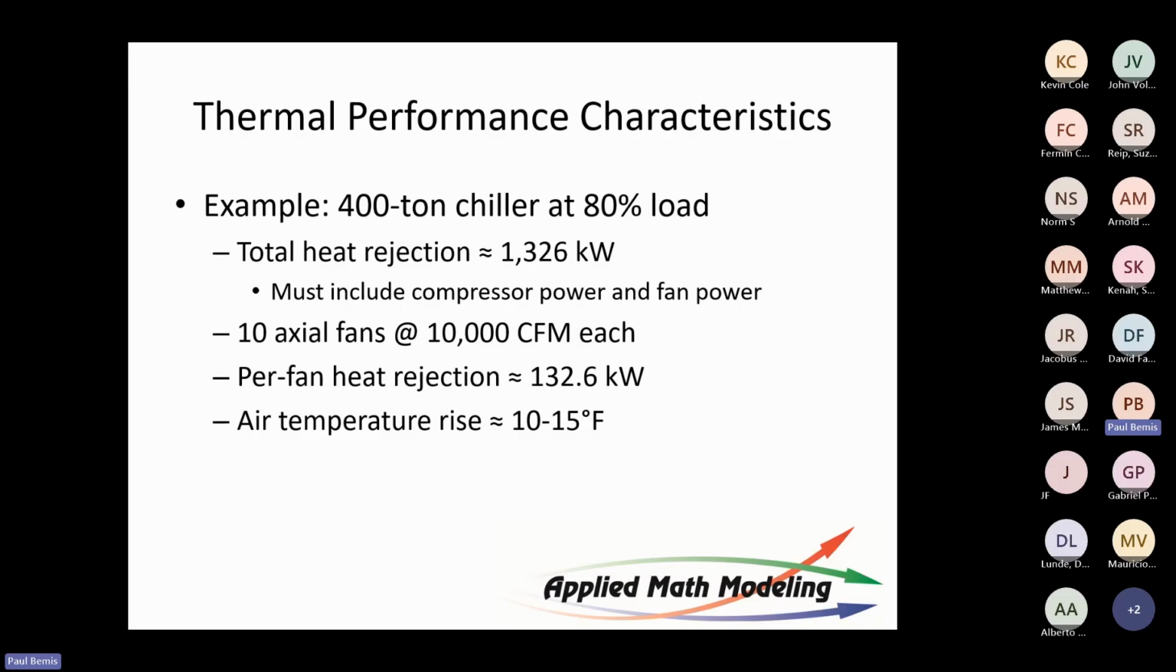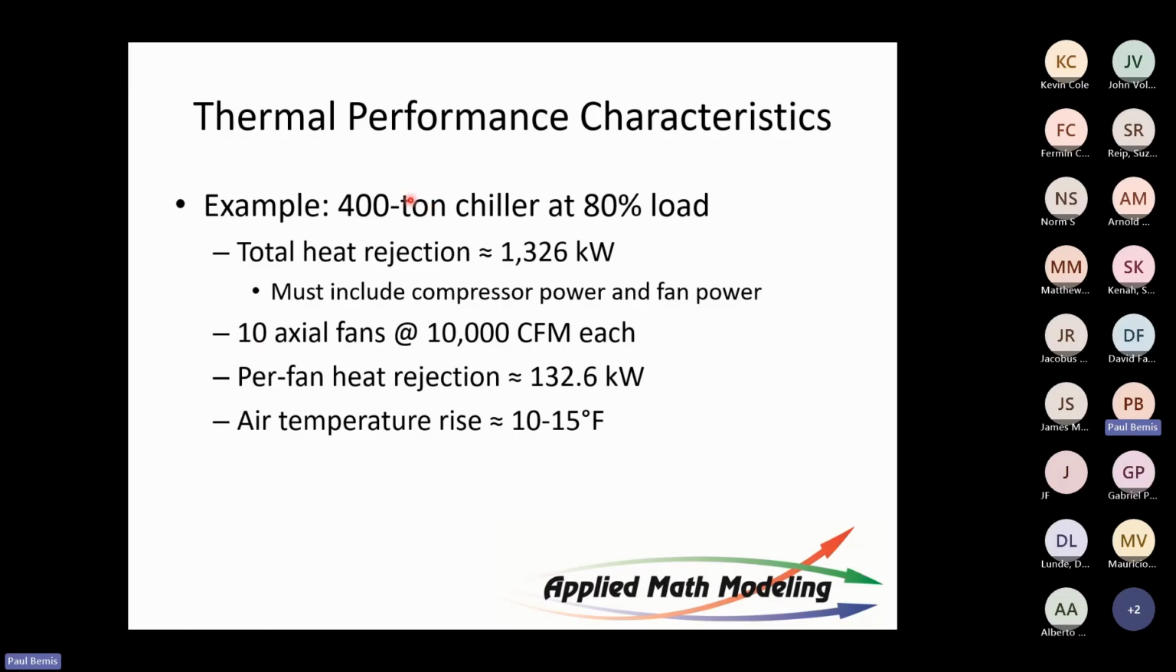So we're going to assume we've got a 400-ton chiller running at 80% load. So we've got a heat rejection of about 1,300 kilowatts. Remember to include your compressor power and fan power. Just make sure it's included in your number. That turns into a certain number of fans. This will be defined by the device.